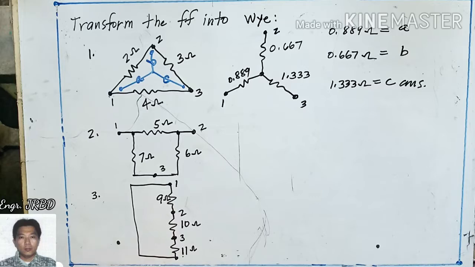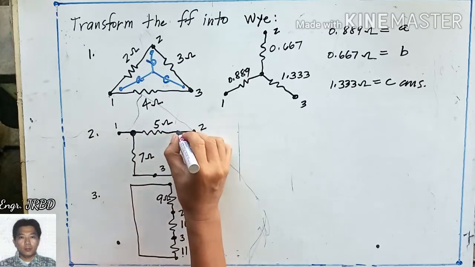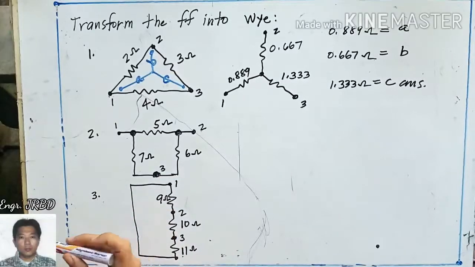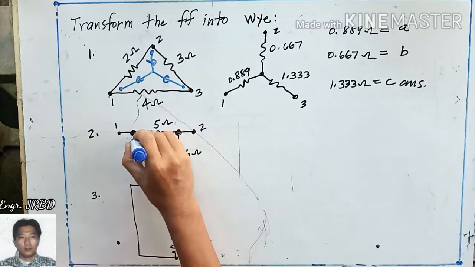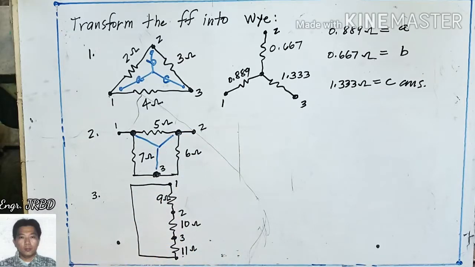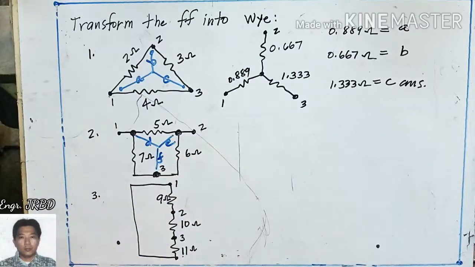Next, for number 2, transform your delta connected resistances whose values are 5, 6, and 7 into an equivalent Y. You need to identify here correctly where your terminals are. These are your terminals. Try to mark these terminals with bigger shaded circles. That is where you will be connecting the legs of your Y connection. 1, 2, and 3. So this is your D, that is your E, and this is your F.